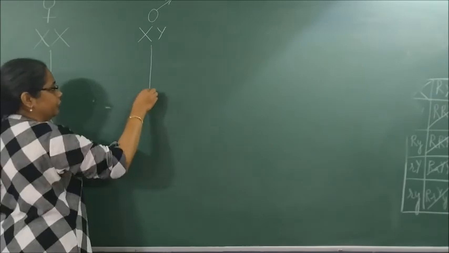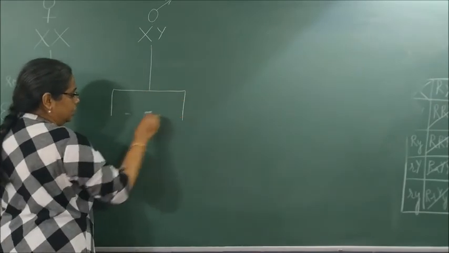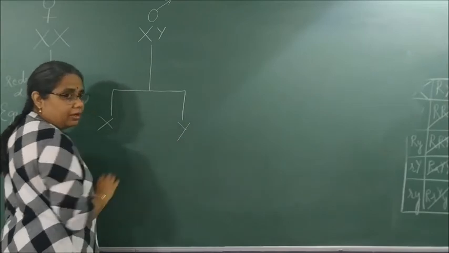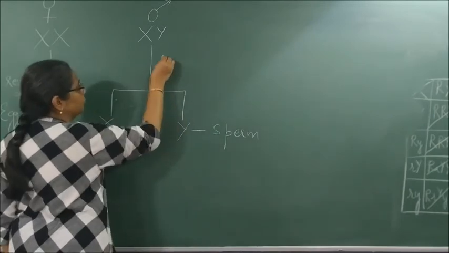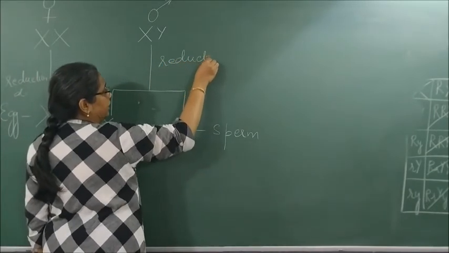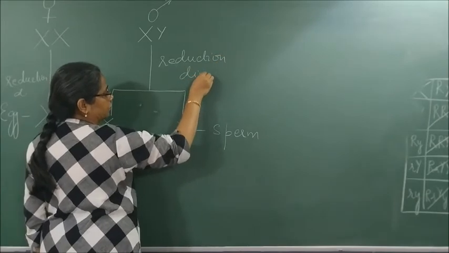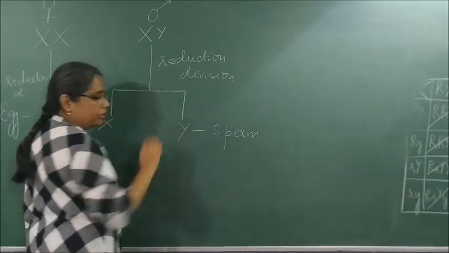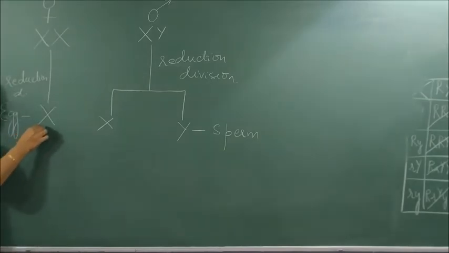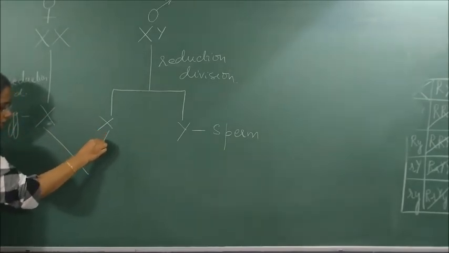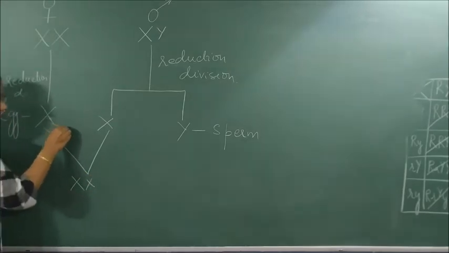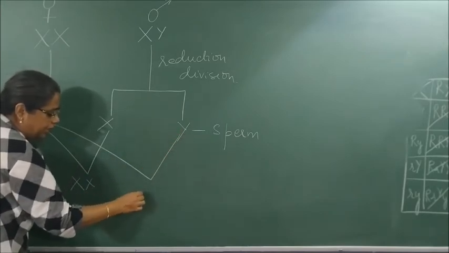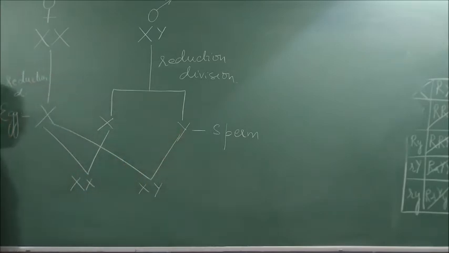Here when reduction division happens, what is possible? Either an X or a Y. The sperm may carry either X or Y. It undergoes what division? Reduction division. Reduction division is called meiosis or meiotic division. Clear till here? Now, if the X of the female happens to fertilize with the X sperm, the child is a girl. If the X happens to fertilize with the Y of the male, the child will be a boy. Understood? Sex determination in humans.